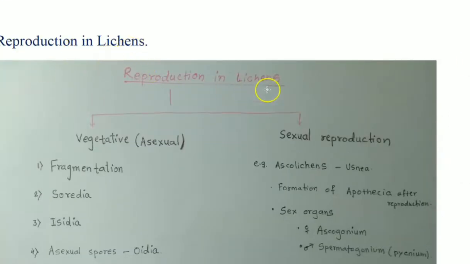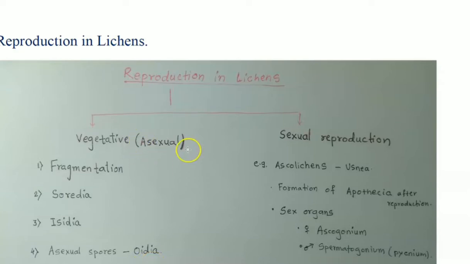Reproduction in lichens. Lichen reproduction takes place in two ways: vegetative, which is called asexual, and sexual reproduction. In vegetative reproduction, there is no union of sexual gametes. These vegetative reproductions are of four types: fragmentation, soredia formation, isidia formation, and formation of asexual spores, oidia.